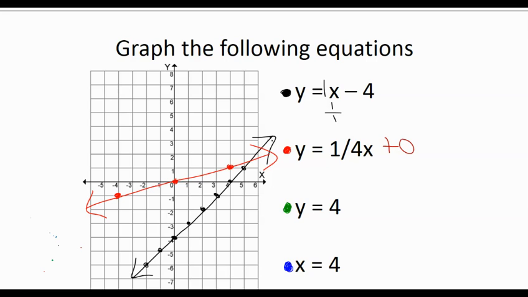So the green one, y equals 4. When you have y equals a number, there's no x term at all. That means it has a slope of 0. This is the same idea as y equals 0x plus 4. So that means your y-intercept is 4, and it's a slope of 0, so it's just a horizontal line. So x equals 4 is the same idea, but instead of a horizontal line, it's a vertical line that crosses the x-axis at 4.